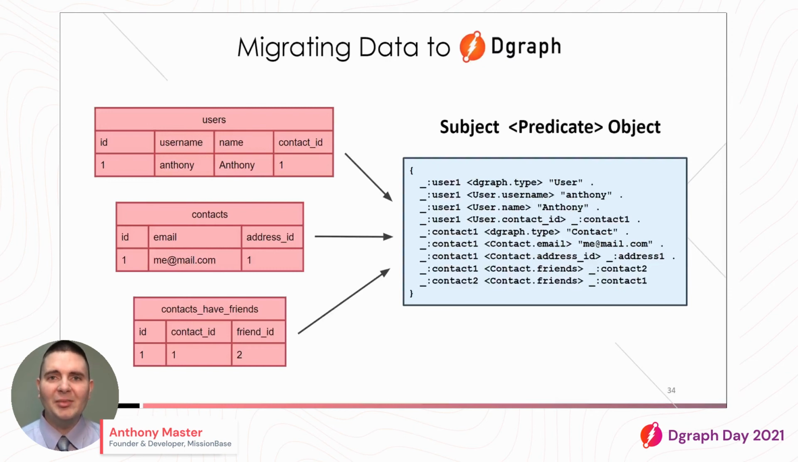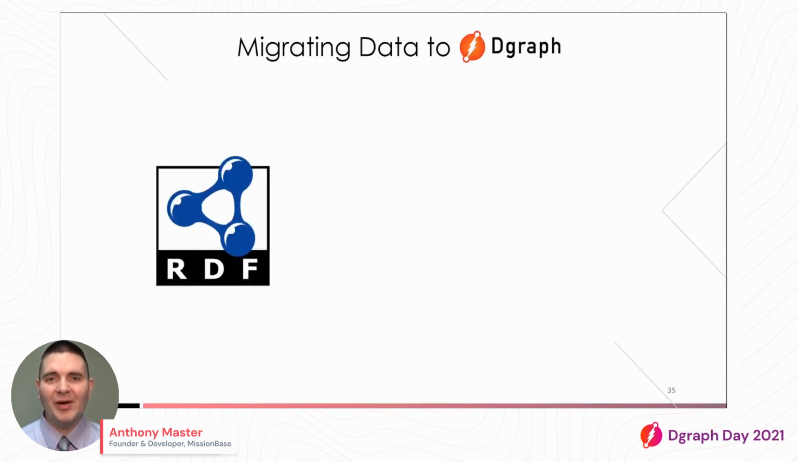With the triples, we could easily make two-way relationships such as is done with the pivot tables. After we scripted all of our MySQL tables into a single RDF file, we were able to use a process called live loading to add this data to our running Dgraph database.